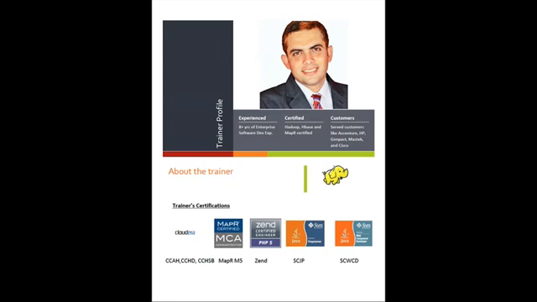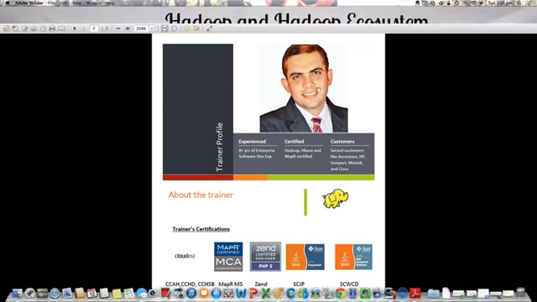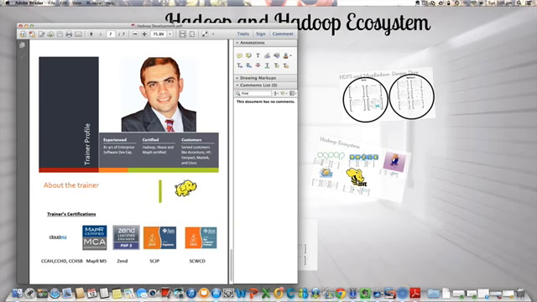A bit about myself. My name is Ravi. I'm certified on Cloudera. I'm a Cloudera certified Hadoop administrator, Cloudera certified Hadoop developer, Cloudera certified Hadoop HBase specialist, MapR certified M5 administrator, and early in my career I was certified on PHP and Java. So that is what we typically cover in this course.